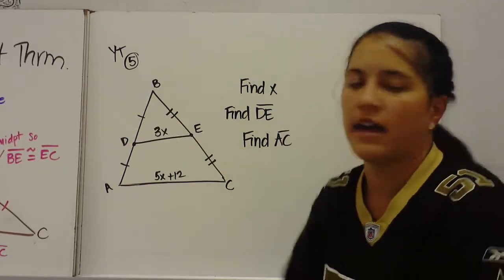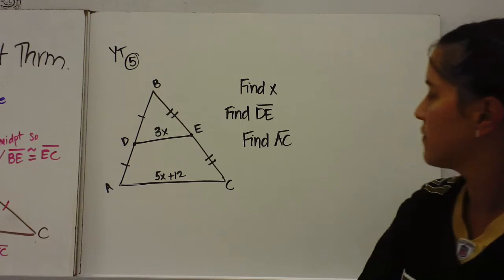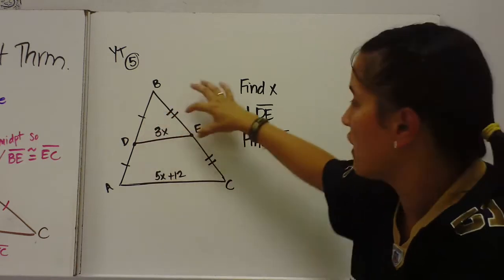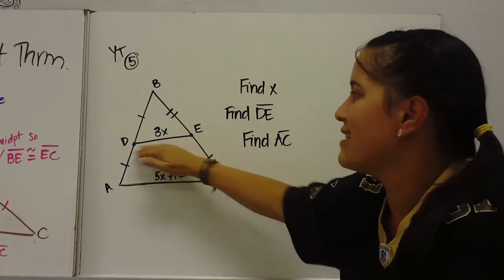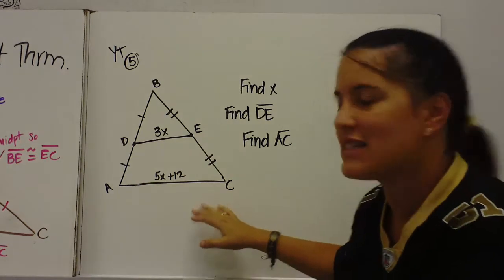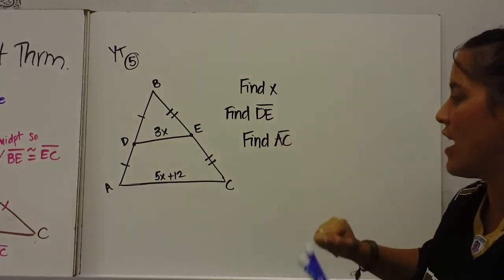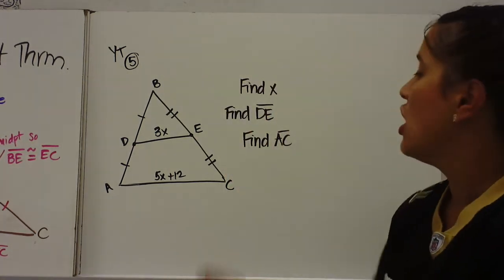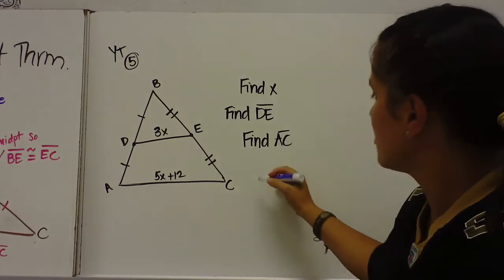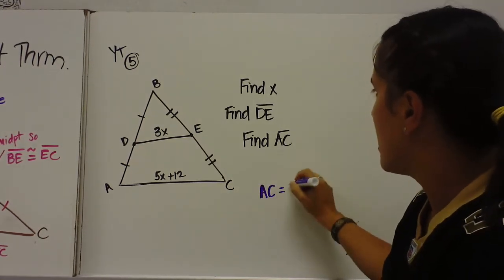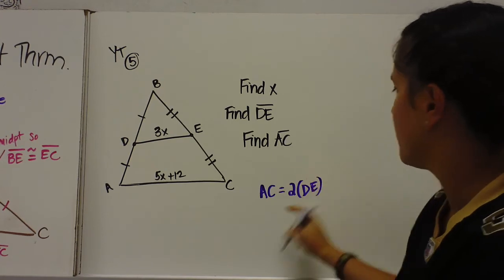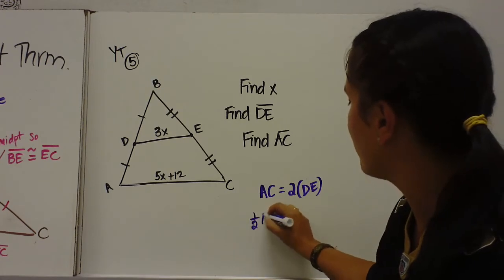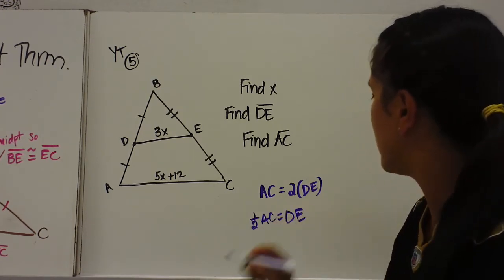Alright, this last one is a you-try. You're going to do it on your own, but I'm going to get you started. You know that this is a midsegment because these are congruent and these are congruent. And we know that DE is half of AC. You want to find X, find DE, and find AC. You're going to have to set up an equation, and there are 2 ways to do it. We know that AC is 2 times DE, so that's one equation you can set up. Or we know that half of AC is equal to DE.